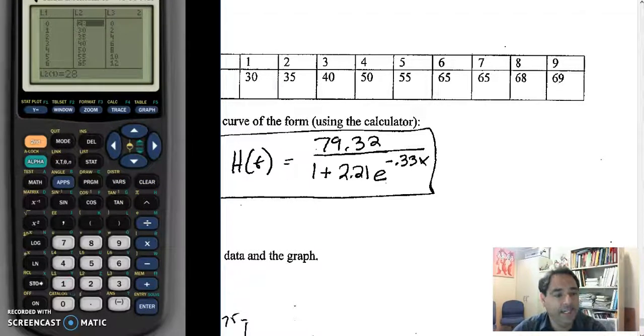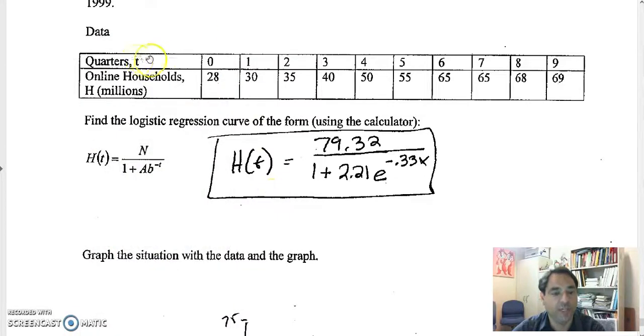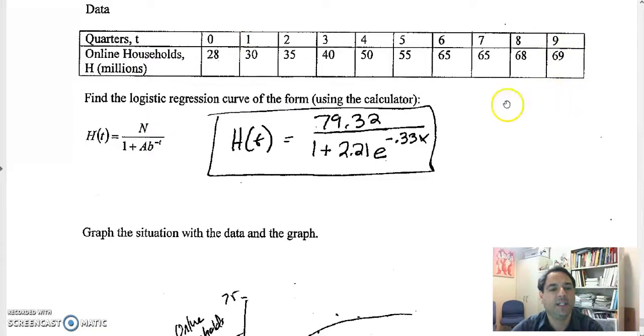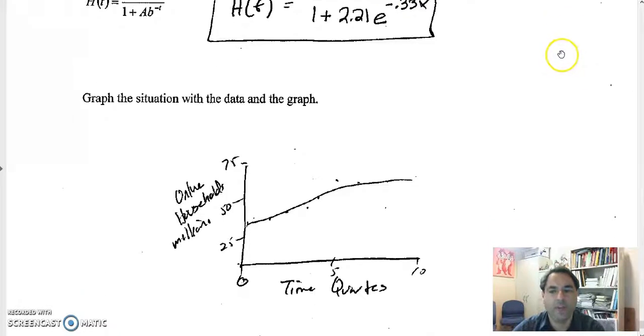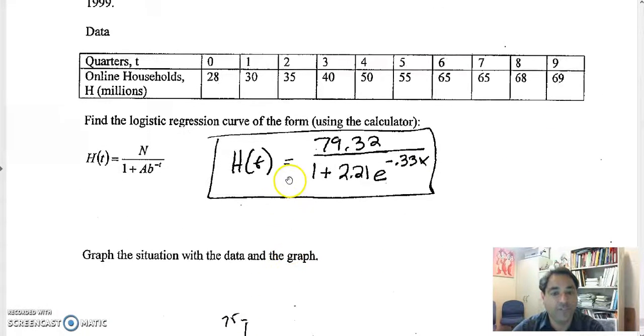Okay, so I put the data in the calculator, like I said, list 1 and list 2. Double, triple check your numbers, make sure everything's correct. But I always recommend sketching it out first. Your input is time, your output is household, so we're going to go from like 0 to 10, maybe counting by ones. It goes from 28 to 70, so maybe 20 to 80. However you decide to go, sketch it out first, understand the problem first.